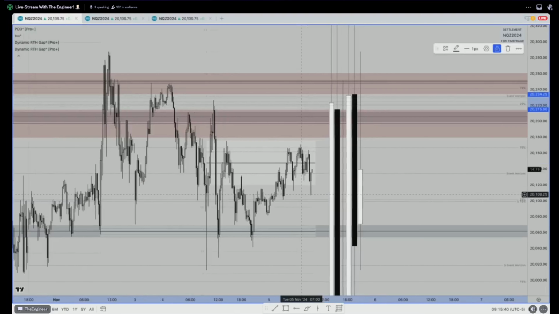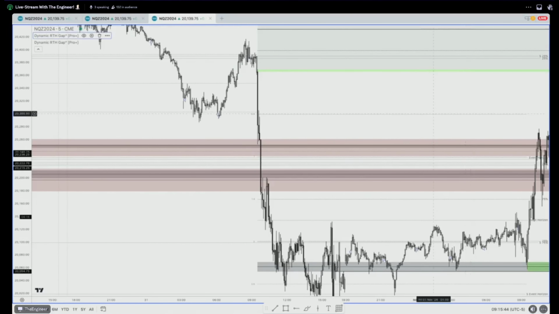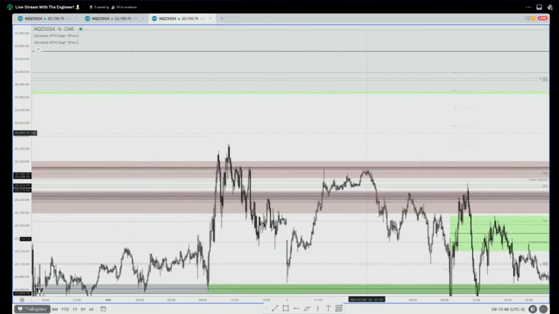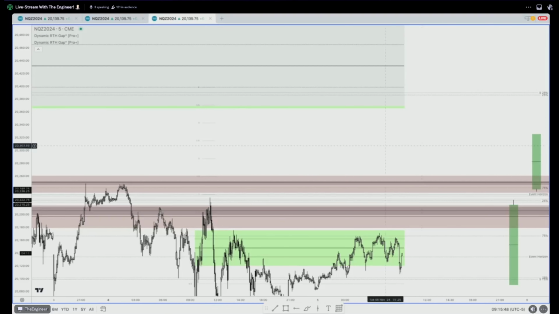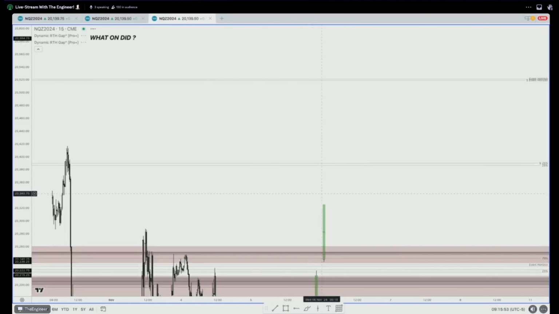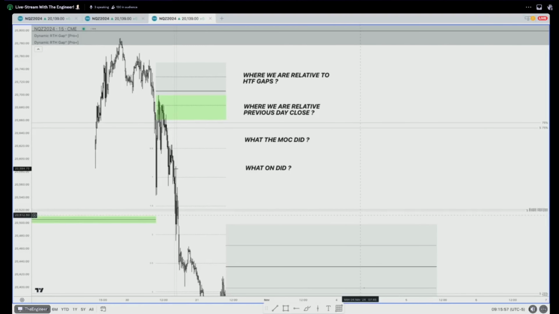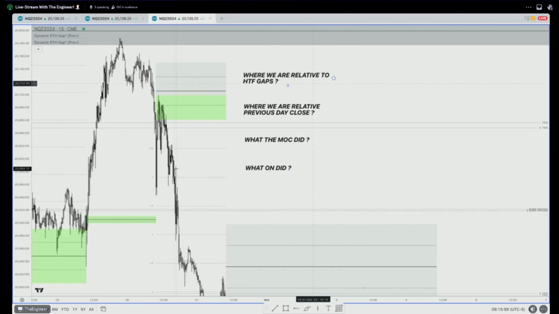Where are the rows I did here? It was on this layout. Where are my questions? Well, I don't know. Here we are. Okay. So where we are relative to the high time frame. So that's the first question, and then now we're saying again relative to the previous day close.